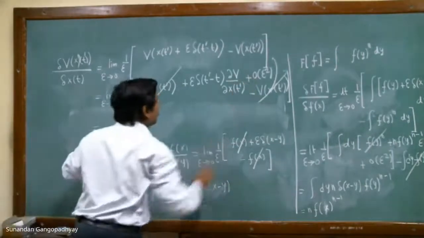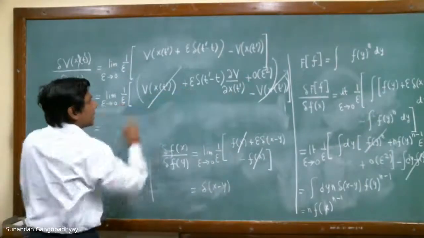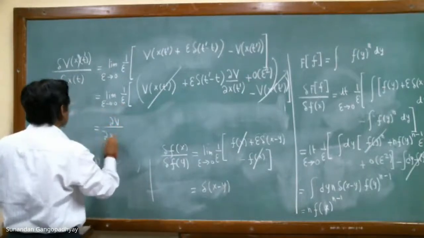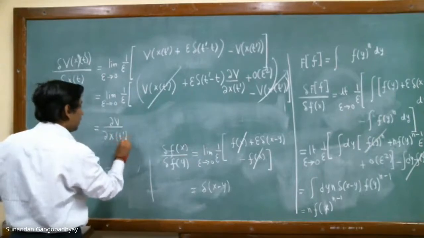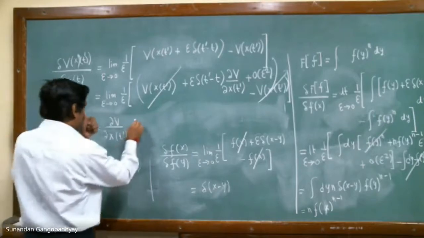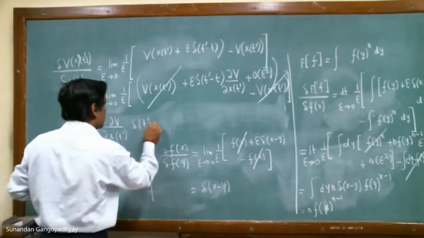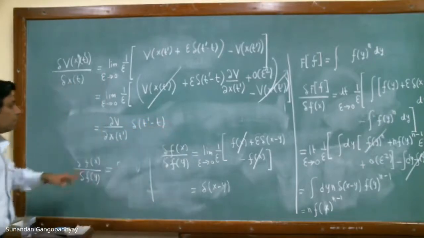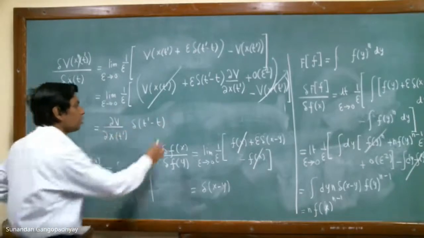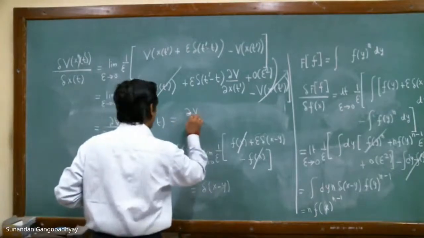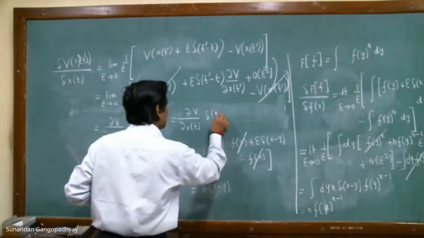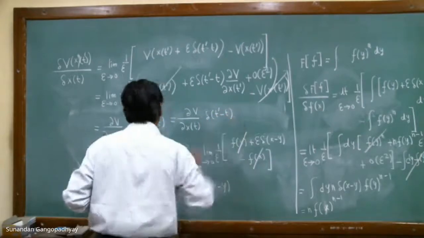All these terms go to 0. Epsilon gets cancelled, and therefore we have del v del x t prime into delta t prime x. But you know the property of the delta function, del v del x t prime delta this, you can also write this down as del v del x t delta. This is also true.